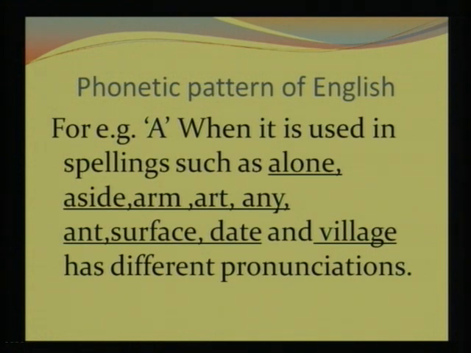In the next spelling, art, the same letter A, here we pronounce it as A. In the next word, any, A is pronounced as A. And surface, once again we have AE, surface. Date, so instead of A we have AE. And village, so the same letter A is pronounced as E. So in this case we have 4 or 5 different pronunciations of letter A.